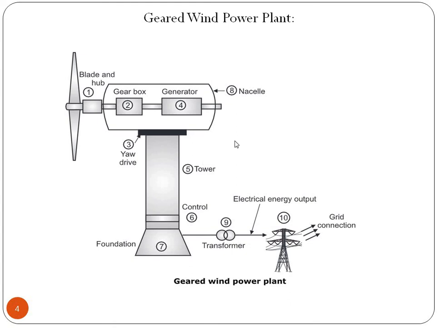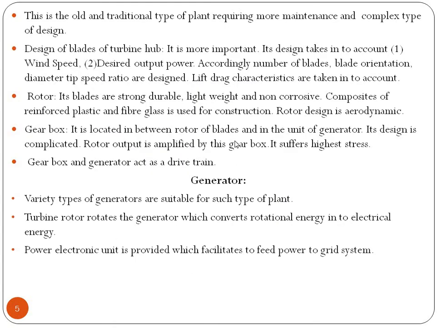We'll also understand in brief the working of a geared drive wind power plant. This is an old and traditional type of plant requiring more maintenance and a complex design. The design of the turbine blades and hub is important. It takes into account wind speed, desired output power, number of blades, blade orientation, diameter, tip speed ratio. Lift and drag characteristics are also taken into account.